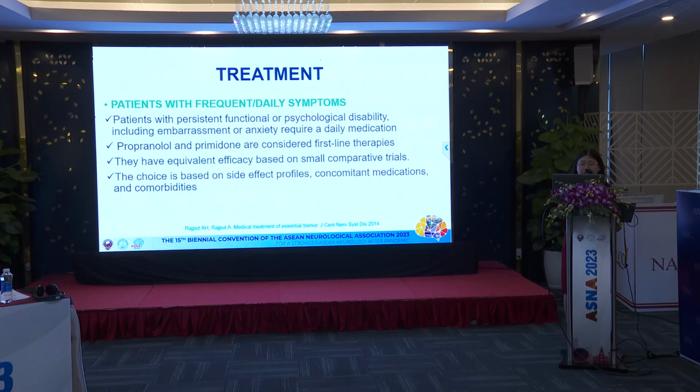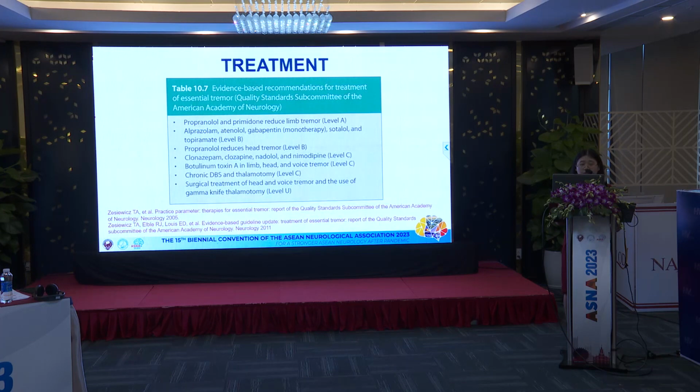Patients with persistent functional or psychological disability, including impairment or anxiety, require daily medication. Propranolol and primidone are considered first-line therapy. They have equivalent efficacy based on small comparative trials, and the choice is based on side effect profile, concomitant medication, and comorbidity. This table provides evidence-based recommendations for treatment of essential tremor.